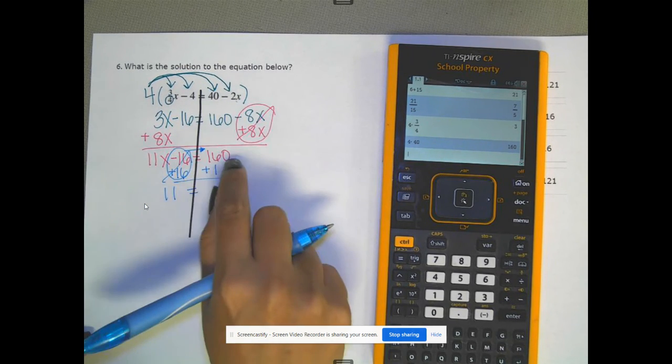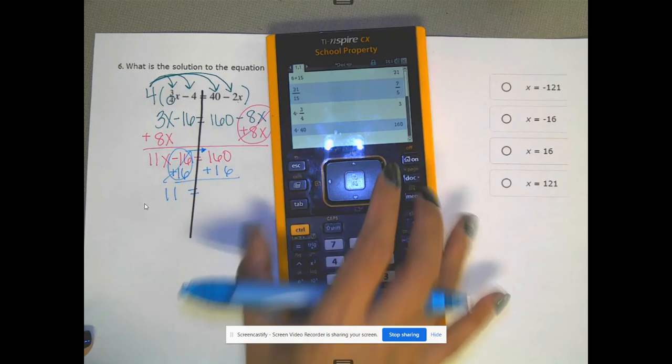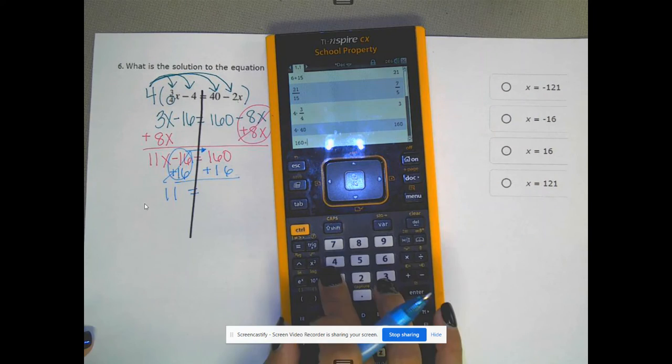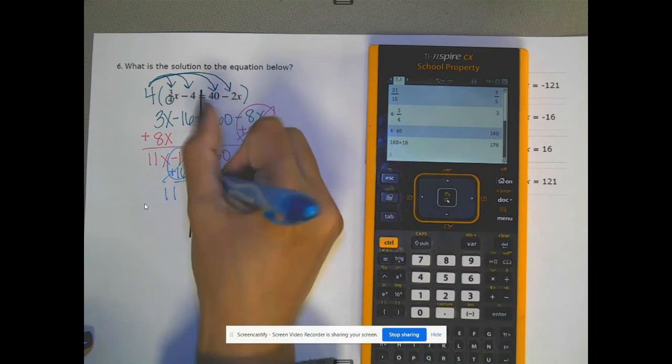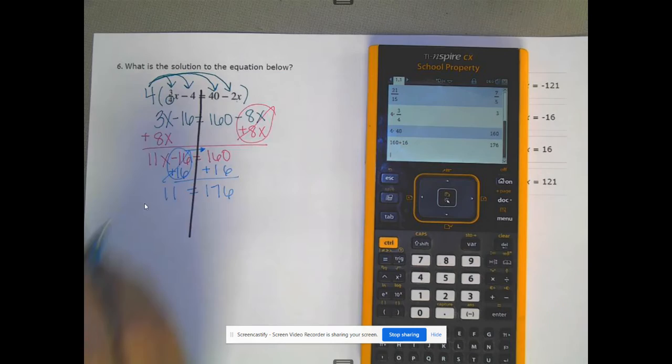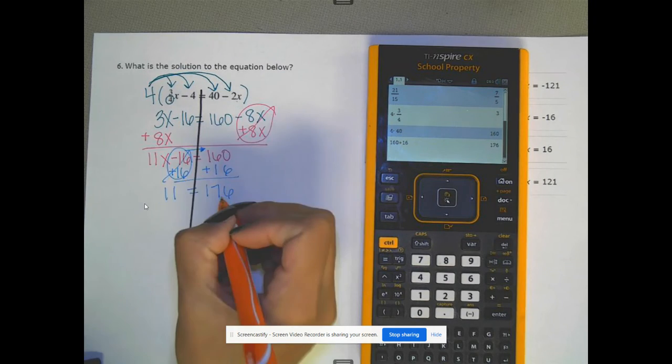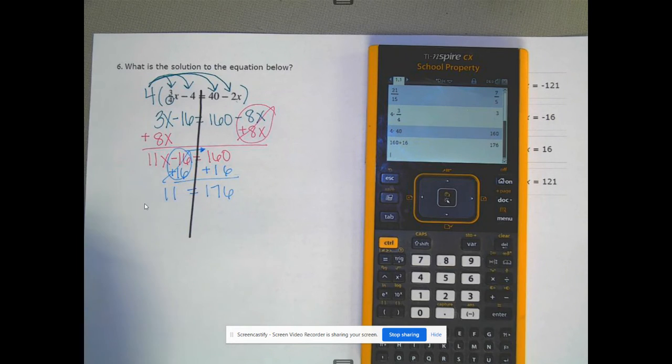So I have 160 plus 16. So 160 plus 16, that gives me 176. And my last step is to solve by dividing. Oop, I forgot my x's. Sorry, guys. There should be an x on that 11.